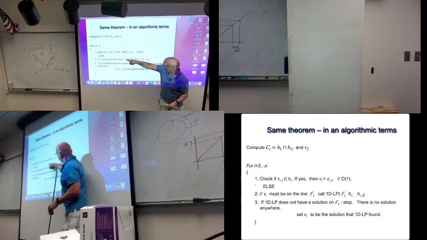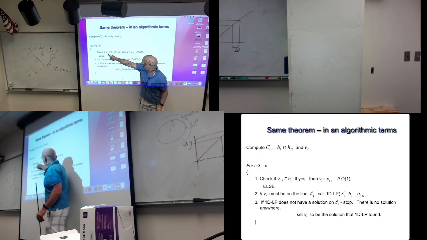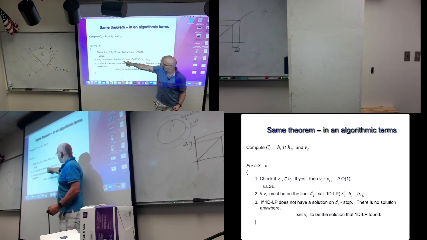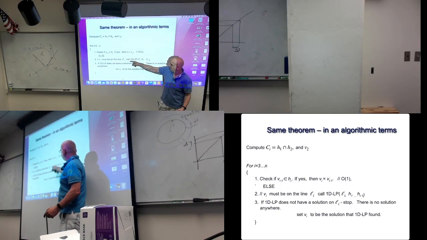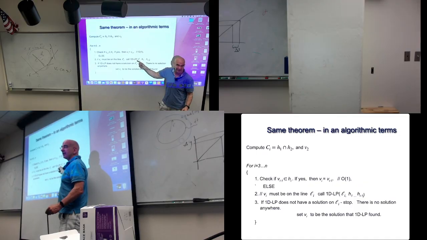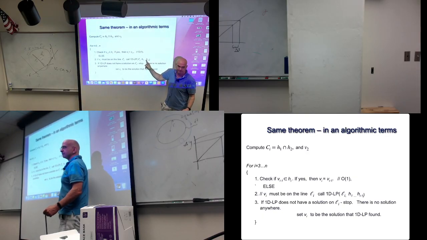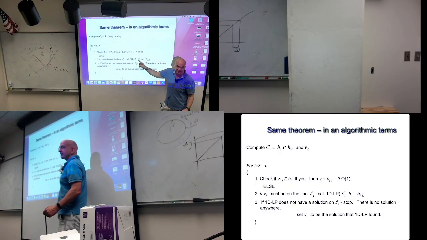Else, that is, if Vi minus 1 violates Hi, then Vi must be on Li. How do I find it? I'm calling the one-dimensional linear programming that we saw a few slides ago with which parameters? H1 to Hi minus 1 and a solution that must be on Li, the line that bounds Hi.